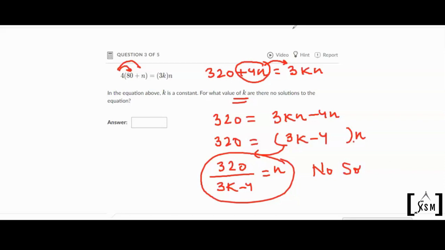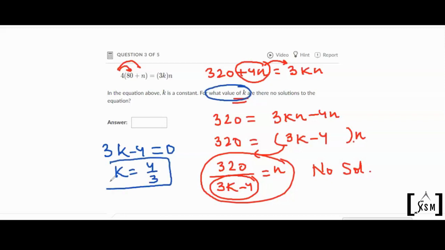Let me change the color. So we are applying 3k minus 4 should be equal to 0. Why am I saying should be equal to 0? Because we don't want any solution for n, right? So to not have any solution for n, the denominator should be equal to 0. So solving for k, because we had to find the value of k, right? So k is equal to 4 over 3. That is the easy solution. So my answer should be 4 over 3 is the correct answer.